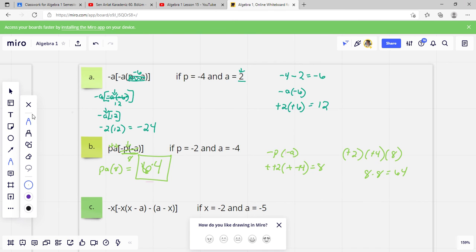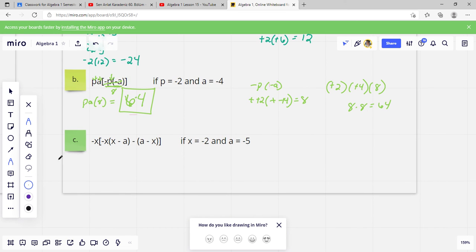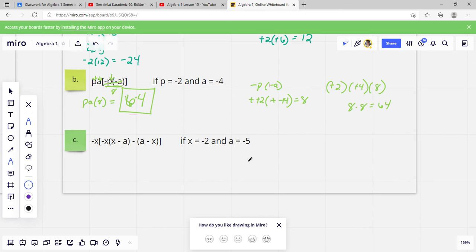Okay, and we've got one more. For this one, I'm going to go inside here and add, and inside there and add. My multiplication will be here and here. First I've got x minus a. X is negative 2 minus a, which is negative 5. These cancel, so that's a positive 5, negative 2, which is 3. So all this will be 3.